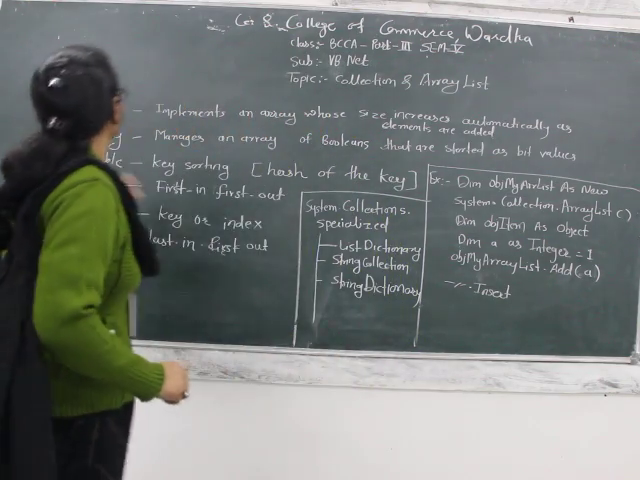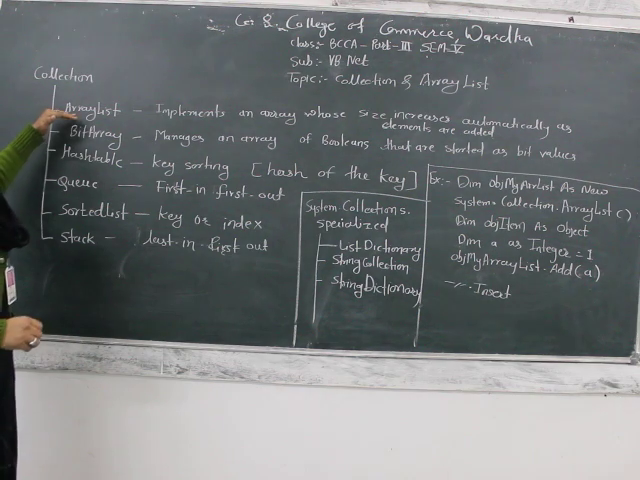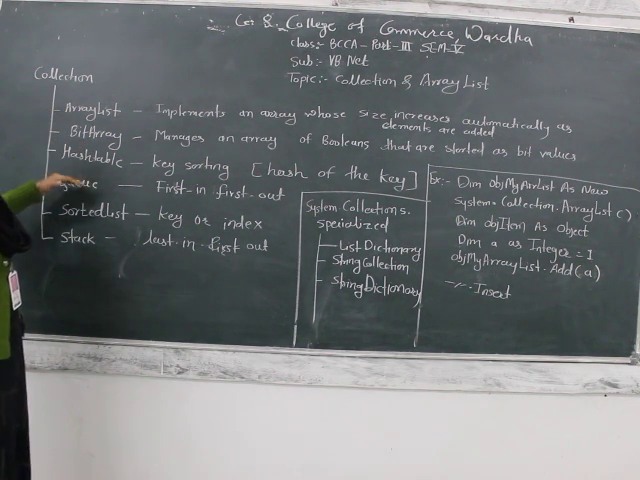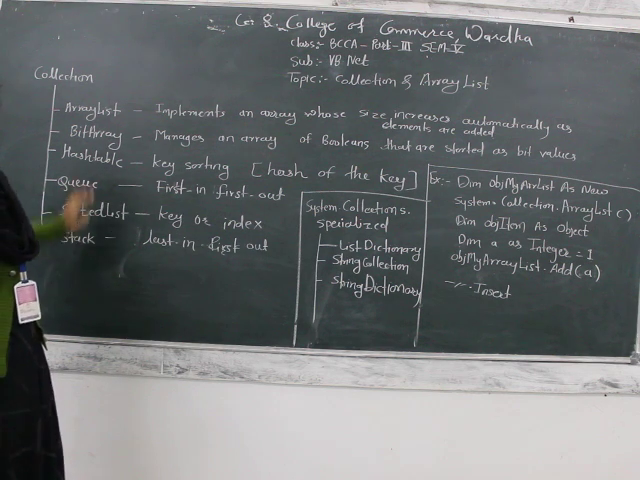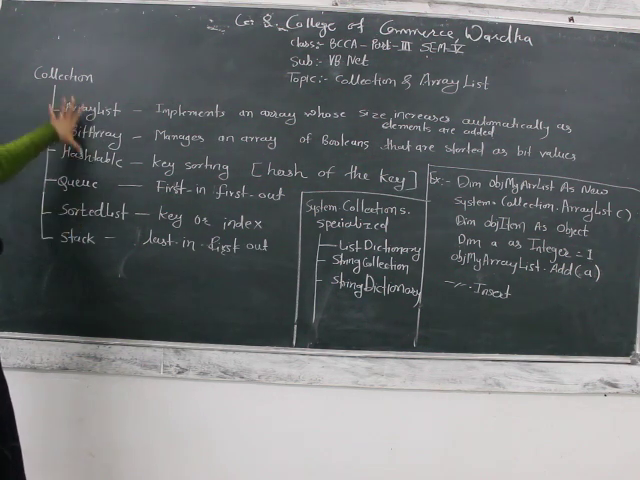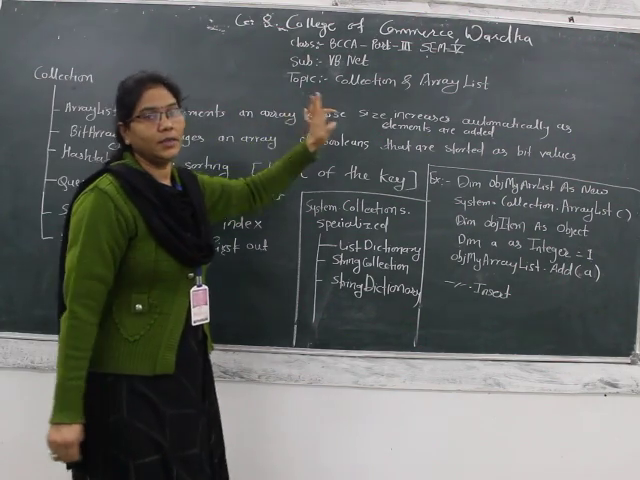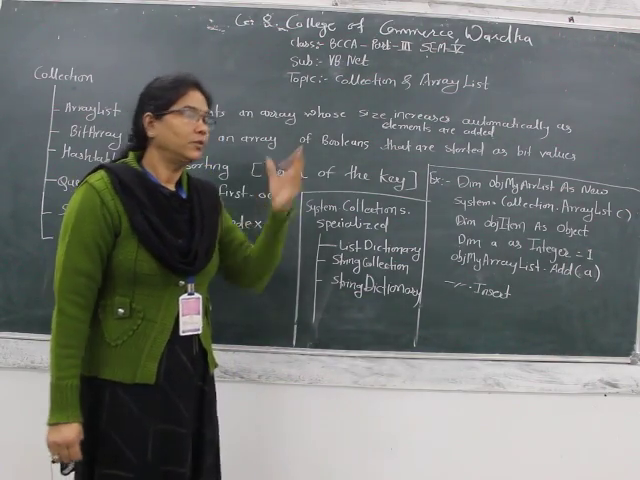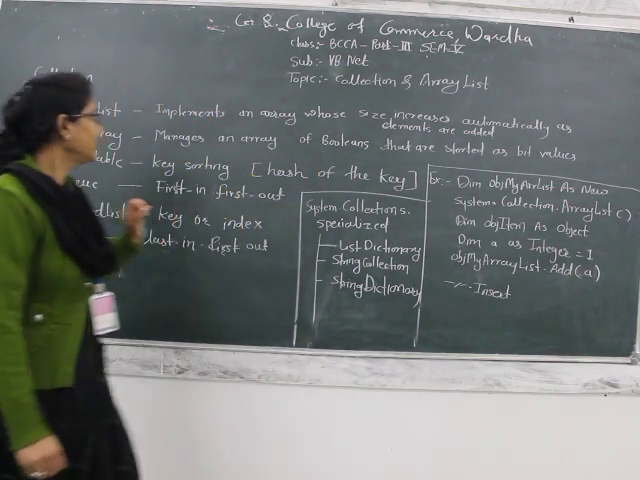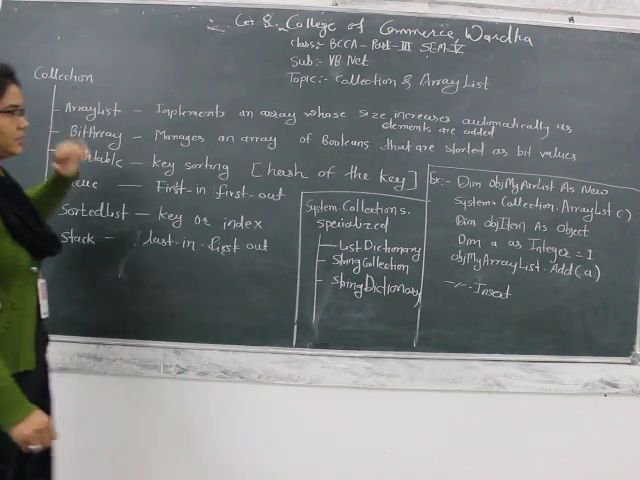So the collection has classes like ArrayList, BitArray, Hashtable, Queue, SortedList and Stack. Those are the classes in the Collections namespace, which is provided by the framework class library of VB.NET.